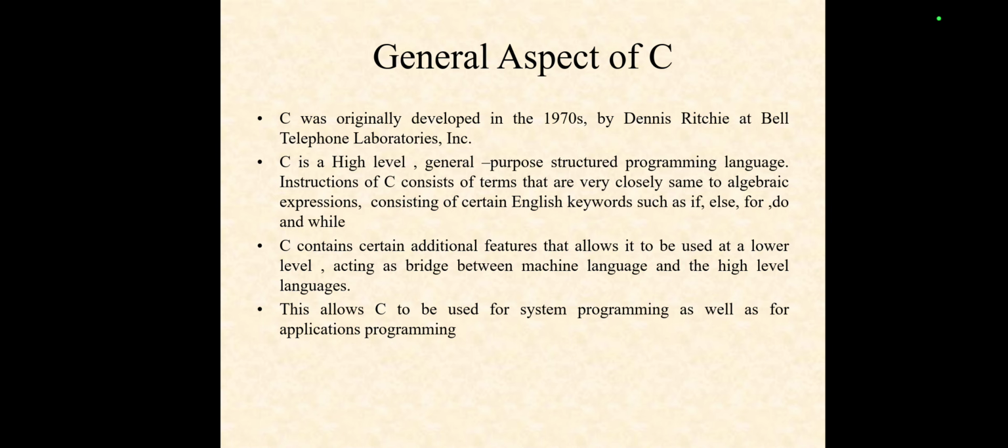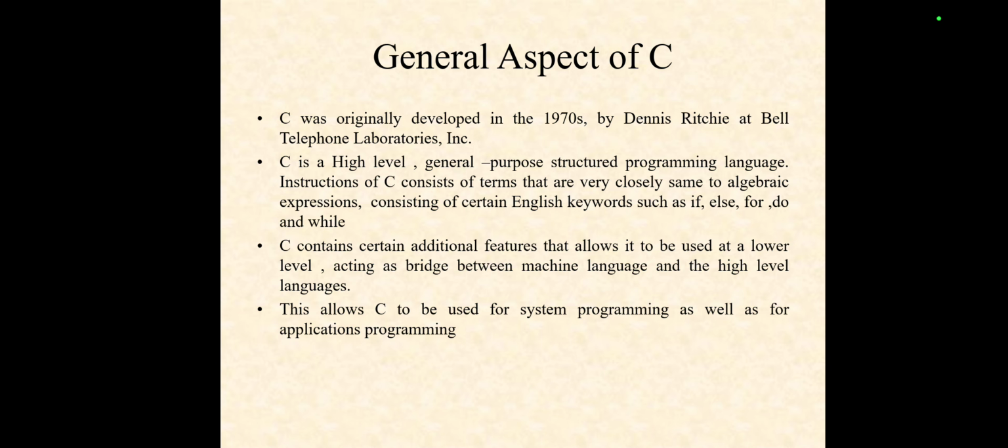So to start the C language, we have to start with the general aspect of C. C was originally developed in the 1970s by Dennis Ritchie at Bell Telephone Laboratories. C is a high level general purpose structured programming language.